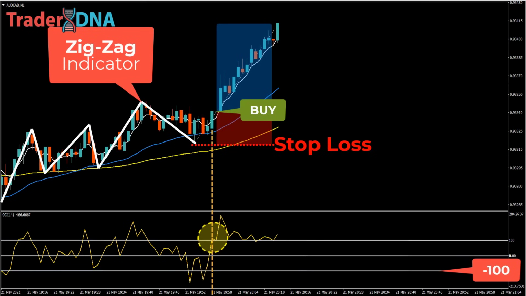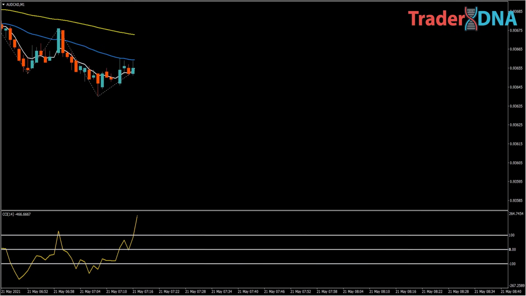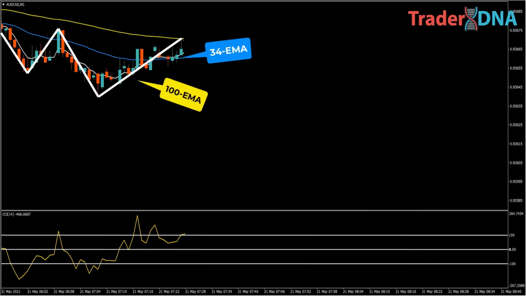Now, let's flip to a bearish example. Check out this chart. This time, the zigzag indicator clearly defines a bearish market structure. The price drops, weakens, and then pulls back up into the resistance zone between the 34 period EMA and the 100 period EMA. Here, the 34 period EMA is positioned below the 100 period EMA, confirming a strong downtrend.